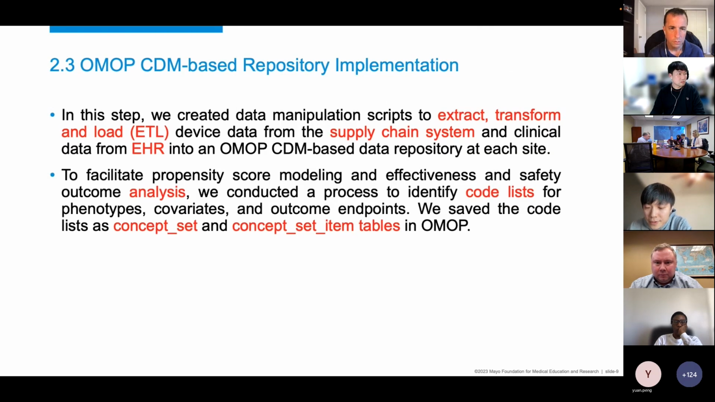Next, we created data manipulation scripts to extract, transform, and load device data from the supply chain system and clinical data from EHR into an OMOP CDM-based data repository at each site. Other than the OMOP tables, to facilitate our further analysis, we conducted a process to identify the code lists for phenotypes, covariates, and outcome endpoints. We saved the code lists as concept set and concept set atom tables in OMOP.